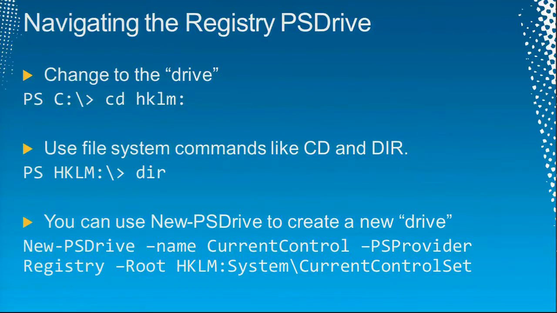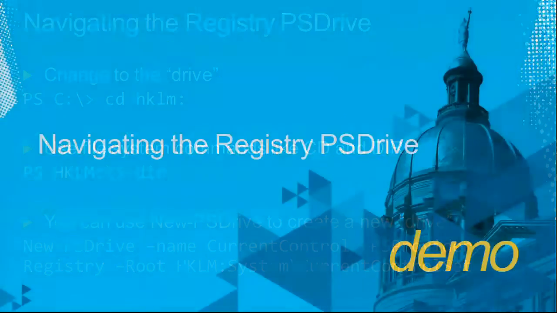To navigate a PS drive, you work with it the same way as you do a file system. You can use cd, you can use dir, or ls, depending on your bent. To create a new PS drive, we use the New-PSDrive cmdlet. You need to specify the name, the provider, which is registry, and then some root. The command you see on the bottom of the screen would create a PS drive called CurrentControl, and it will be rooted to the CurrentControlSet key in the registry.